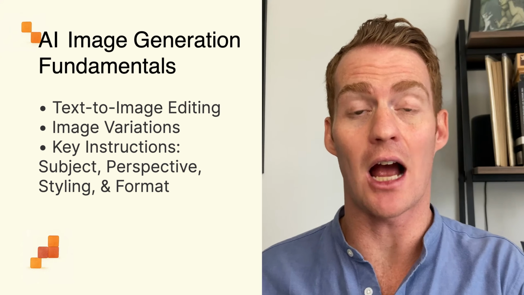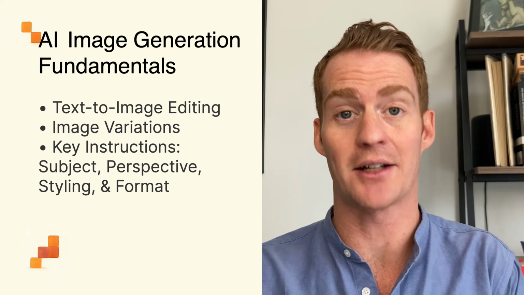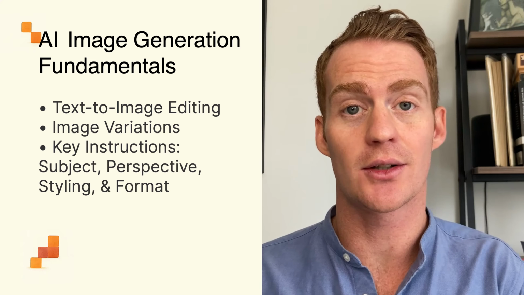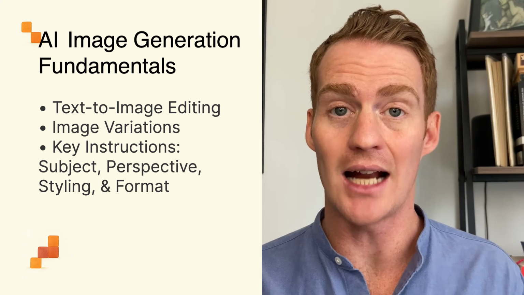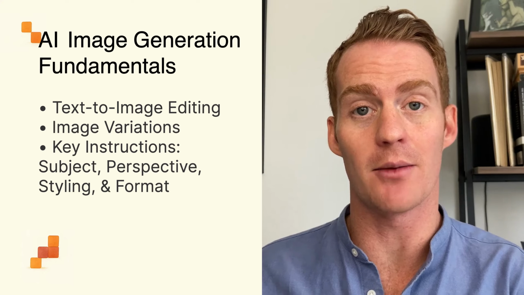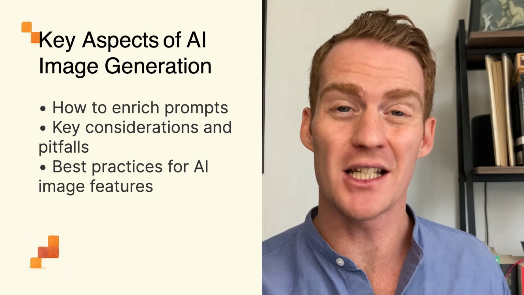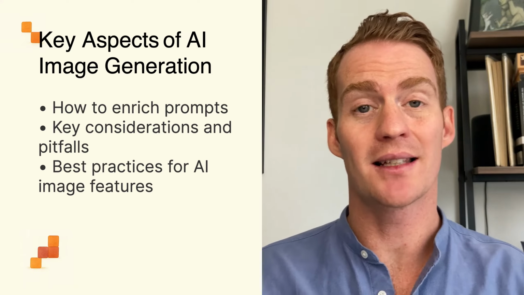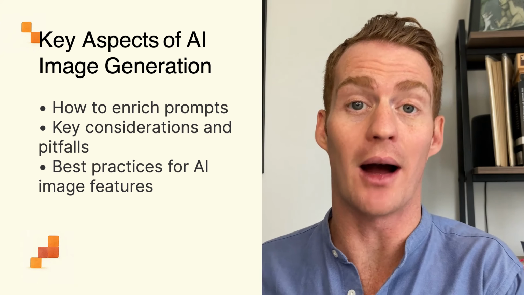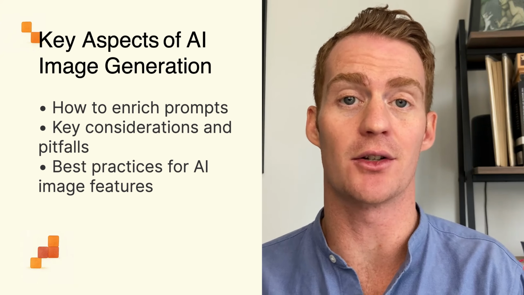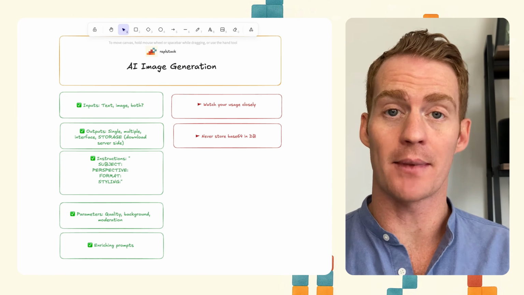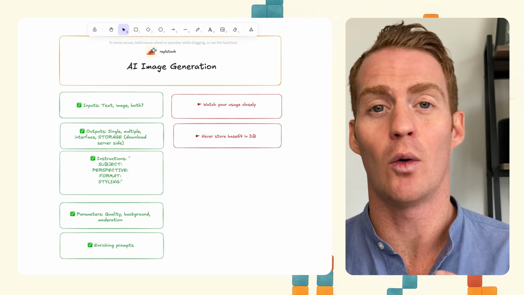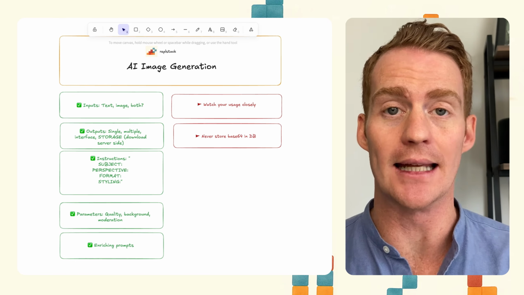But in this video specifically, I'll be talking all about AI image generation, how to do text to image, editing image, multiple image variations, the key instructions like subject, perspective, styling, image format, different parameters for your image generation. I'll also be talking about how to enrich prompts with a text generation step before you send the image prompt, as well as some key things to avoid or look out for when you are adding AI image generation features to your apps. As always, I'll be building something live during the lesson to make the lesson a bit more concrete so you can see exactly what to do at each step and how to implement these lessons.